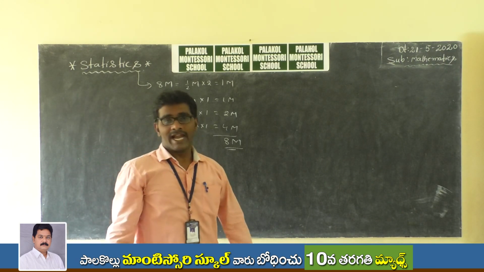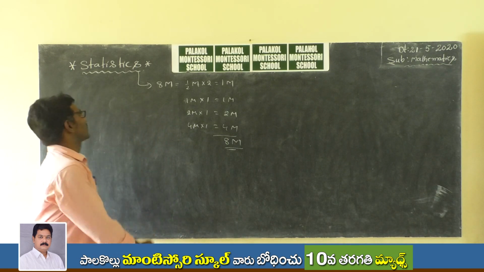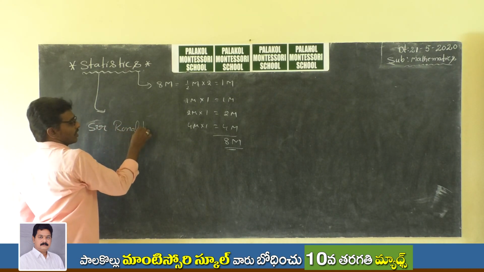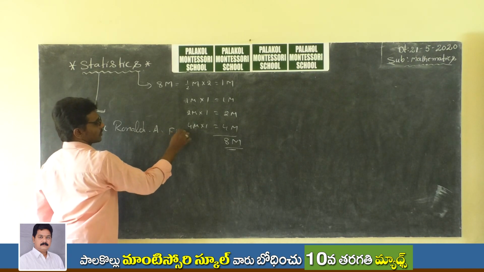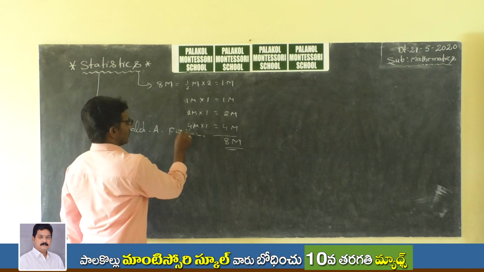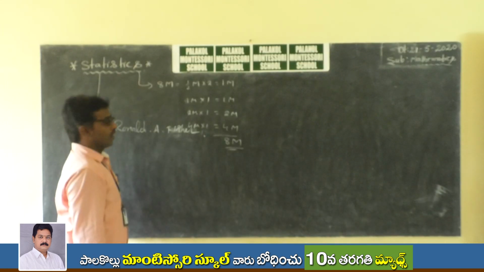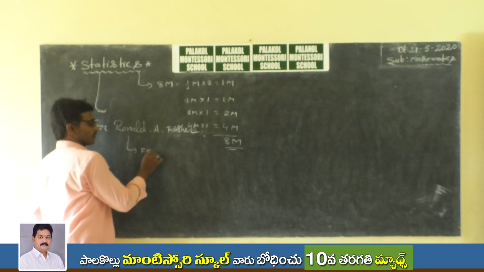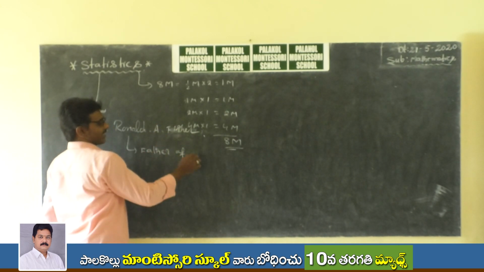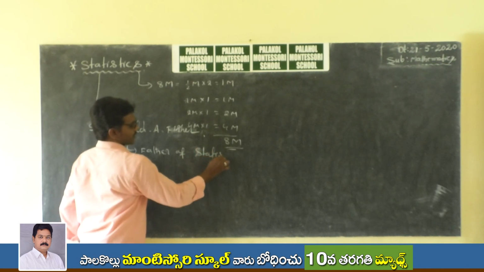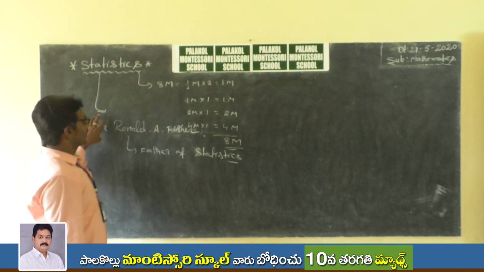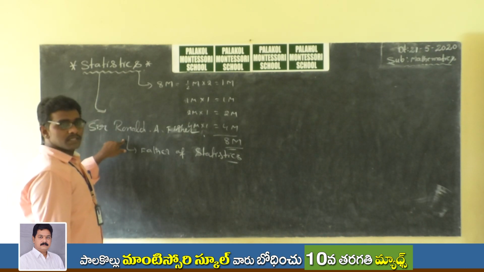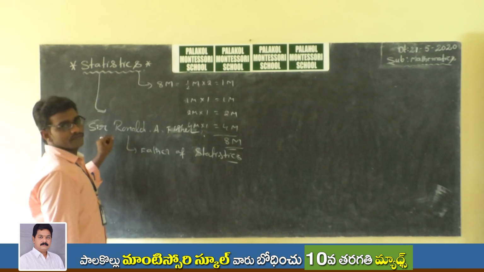Okay. Statistics was developed by Sir Ronald A. Fisher. He was the father of statistics. Okay guys, so statistics was developed by Sir Ronald Fisher. That's called the father of statistics, Sir Ronald Fisher.